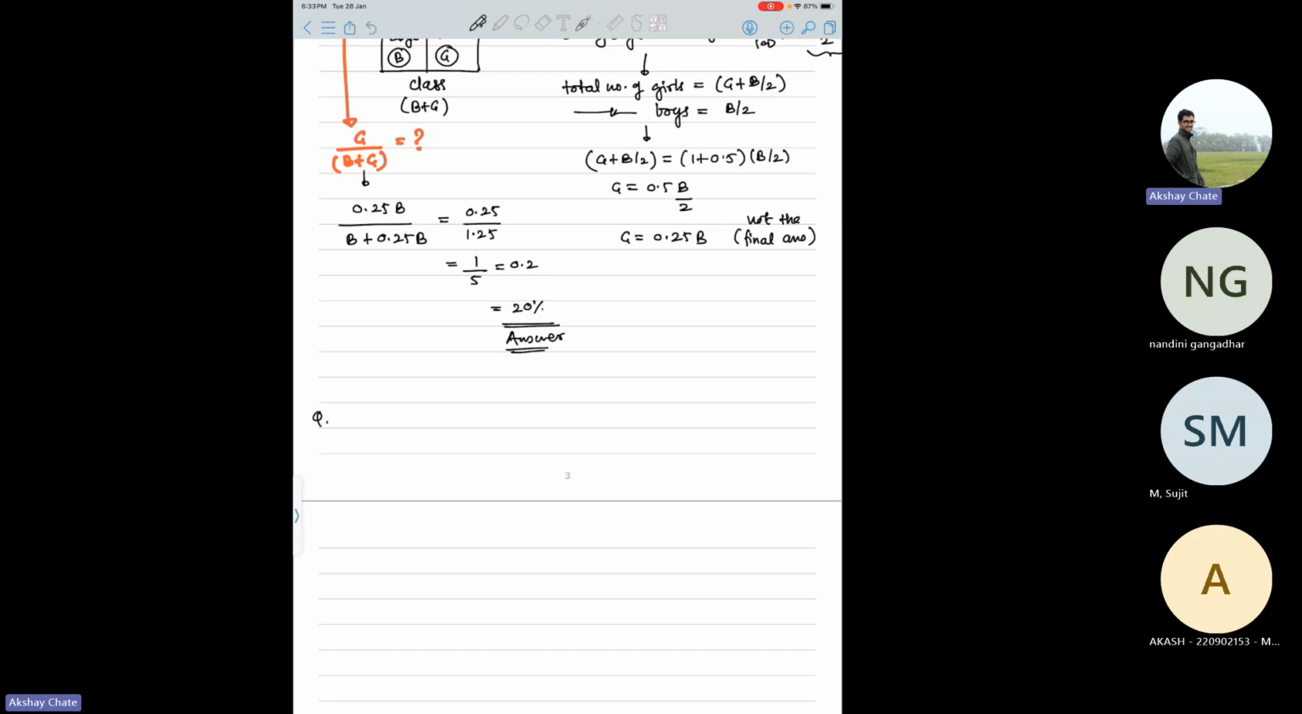One second. This class problem we did, right? So I was looking for some other problem.